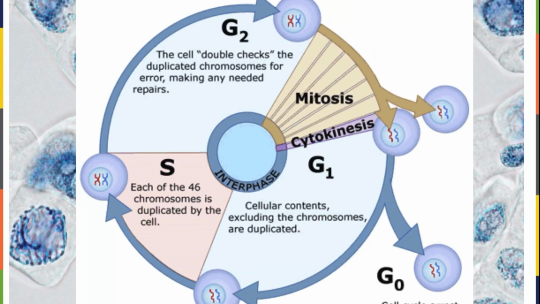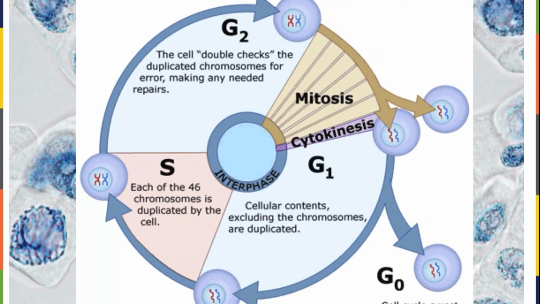The next phase is the S phase, and during the S phase, each of the chromosomes is duplicated. So the contents of the cell have already been duplicated, and now the genetic information within the cell is duplicated. The cell then enters the G2 phase. During the G2 phase, chromosomes are checked for errors. Cells actually possess the ability to make repairs on chromosomes, so sometimes those repairs are made. So these are all different phases of interphase: G1, S, and G2.